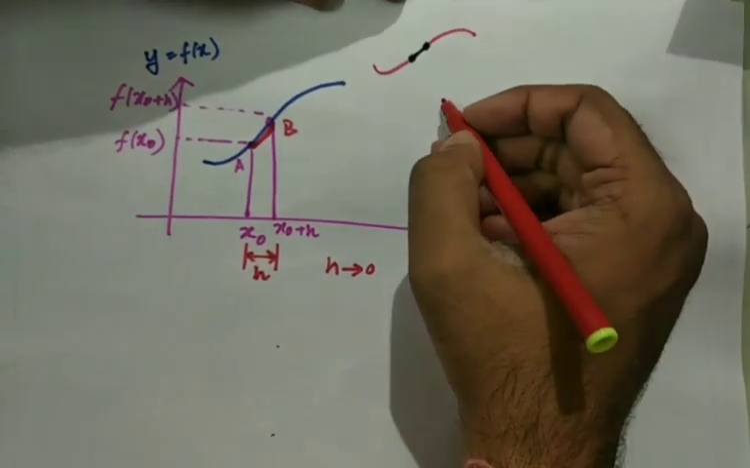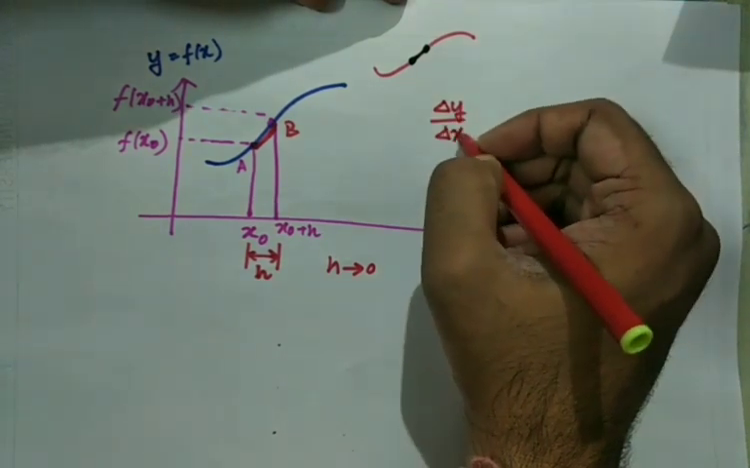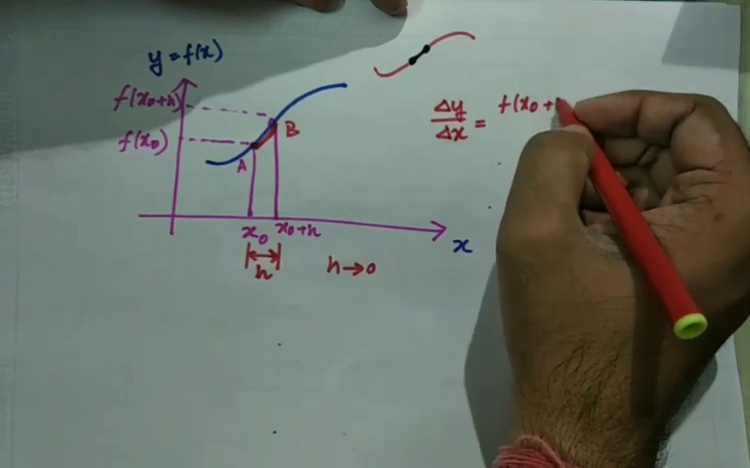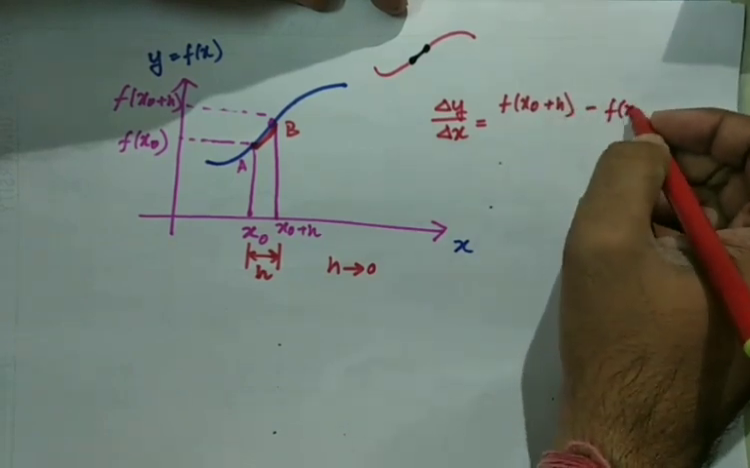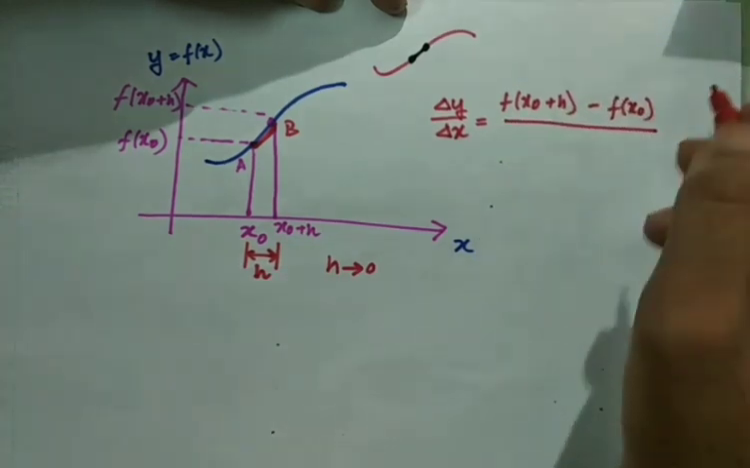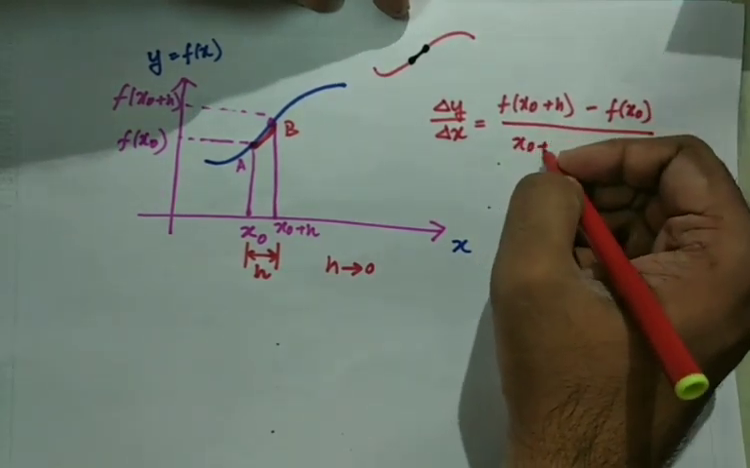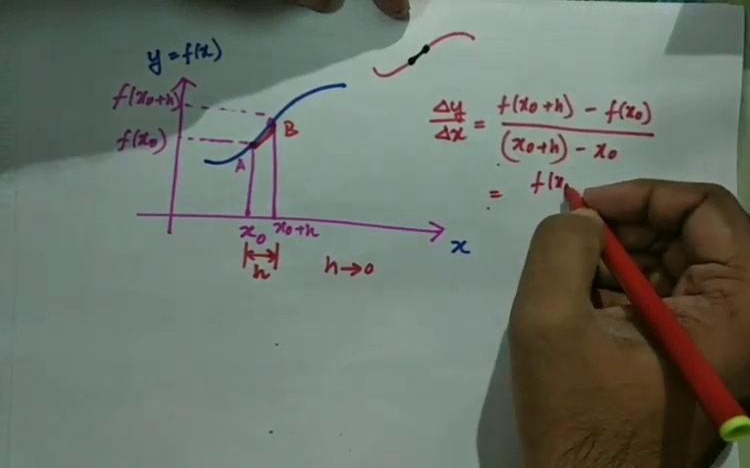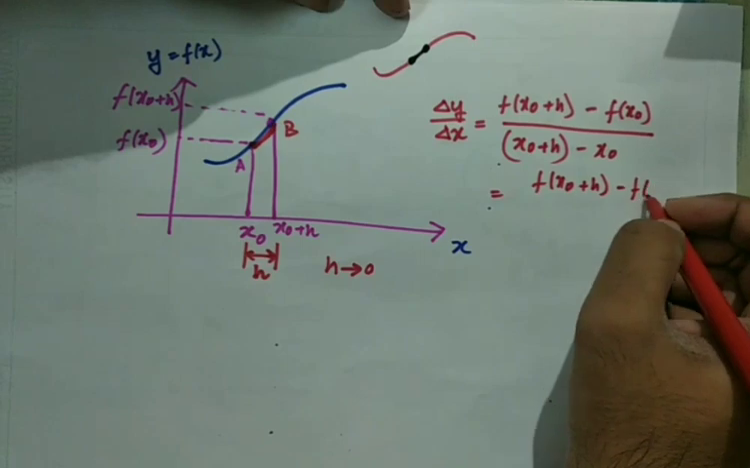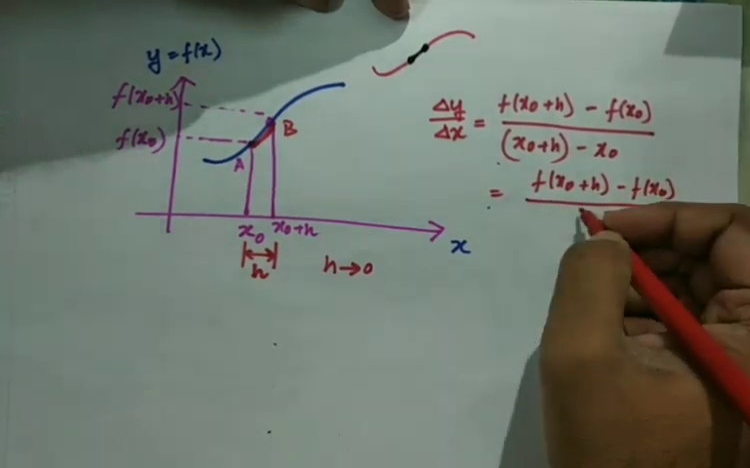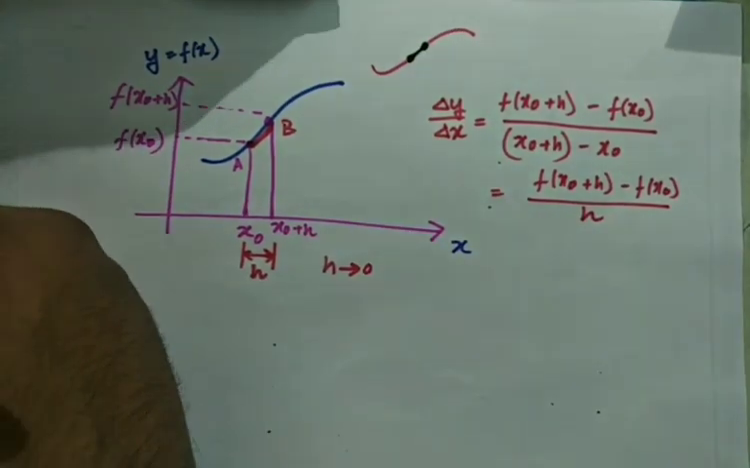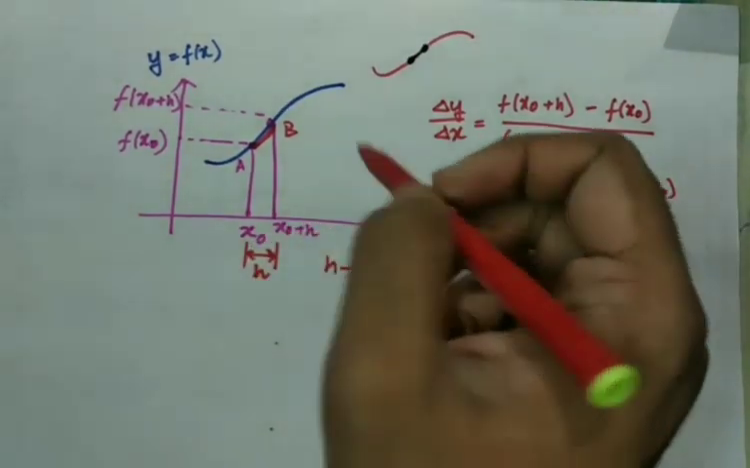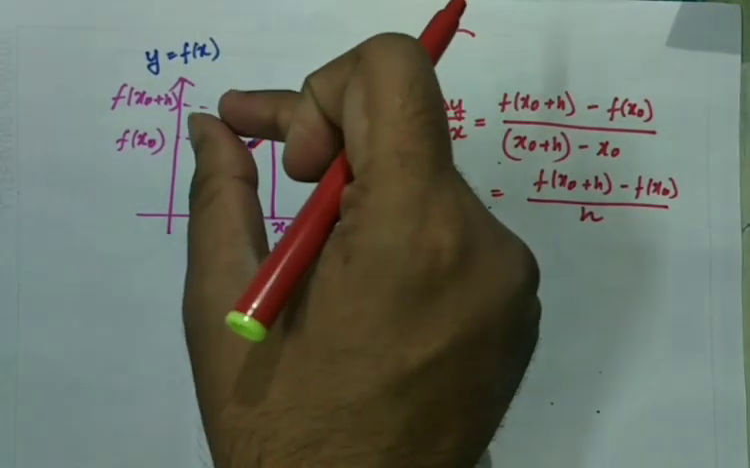So what will be delta y by delta x here? Delta y by delta x will be f of x naught plus h minus f of x naught divided by x naught plus h minus x naught, which will be f of x naught plus h minus f of x naught divided by h. This is for any x and x naught and x naught plus h, but here h tends to 0 because these 2 points are very close to each other.